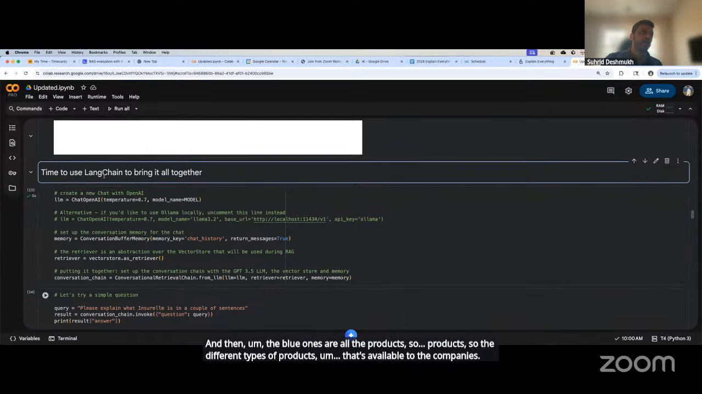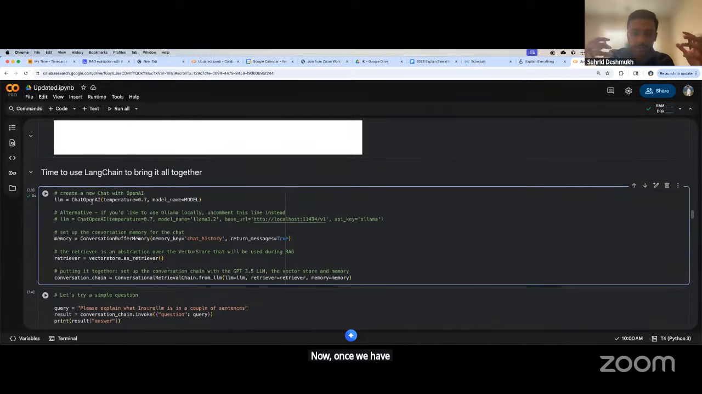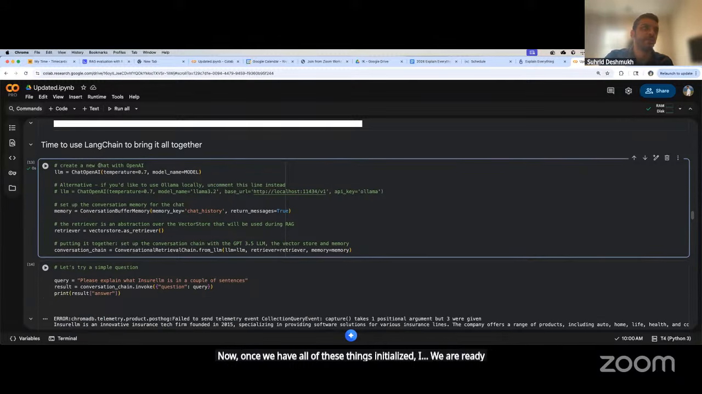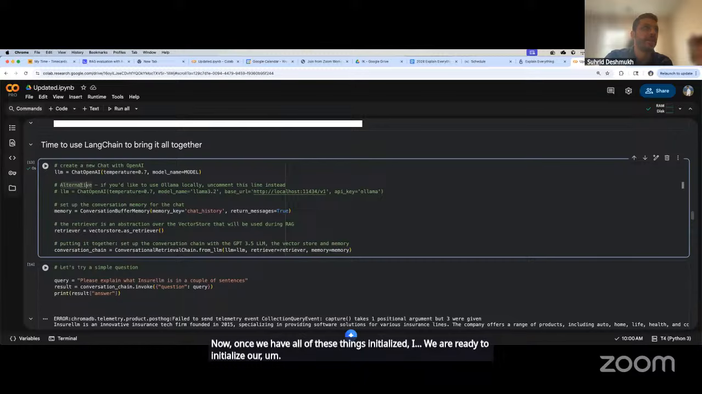Now, once we have all of these things initialized, we are ready to initialize our LLM and the LangChain pipeline.